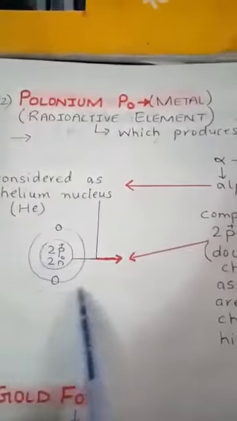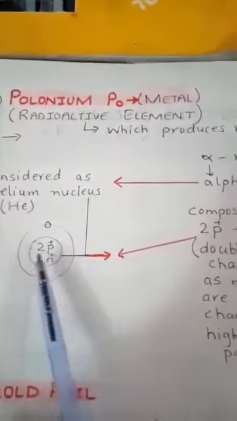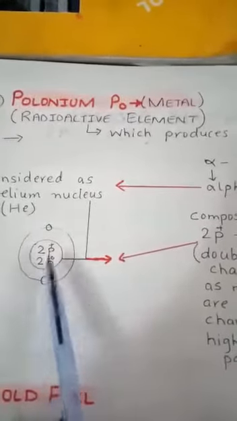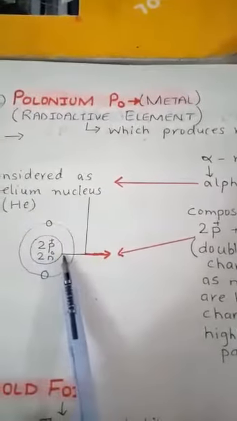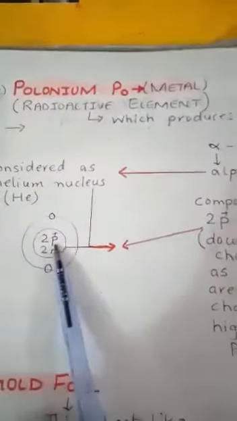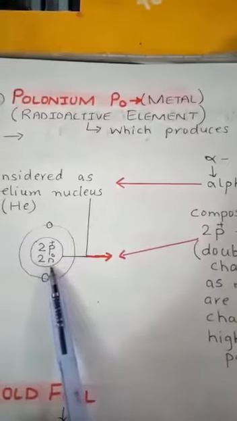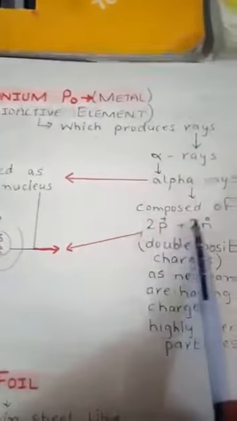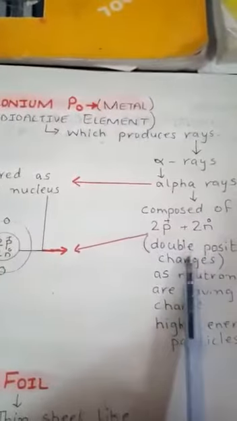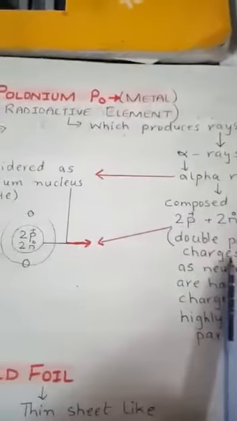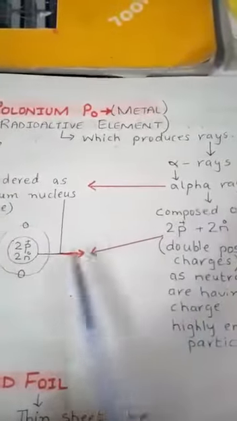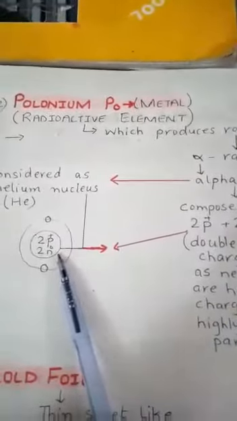Now this is a helium atom, and this is the nucleus of helium. The atom contains 2 protons, 2 neutrons and 2 electrons. If we consider the nucleus of the helium atom, it is composed of 2 protons and 2 neutrons. And alpha rays are also composed of 2 protons and 2 neutrons, that is, double positive charges are present in alpha rays. So we can consider alpha rays as the helium nucleus.